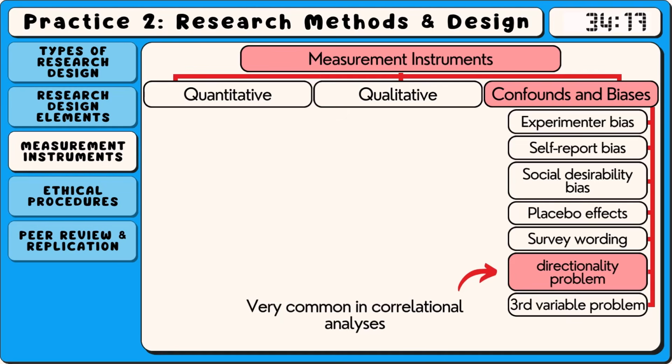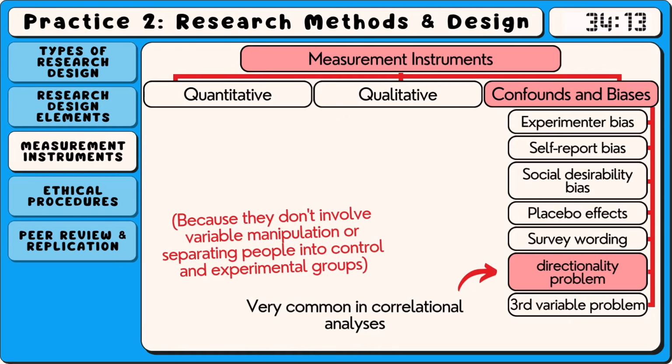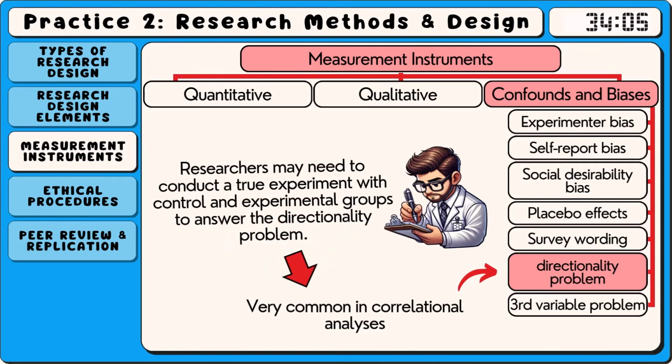This problem is very common in correlational analyses. You should recall from the previous lesson that correlational analyses don't involve variable manipulation or separating people into control and experimental groups. Researchers may need to conduct a true experiment with control and experimental groups to answer the directionality problem.